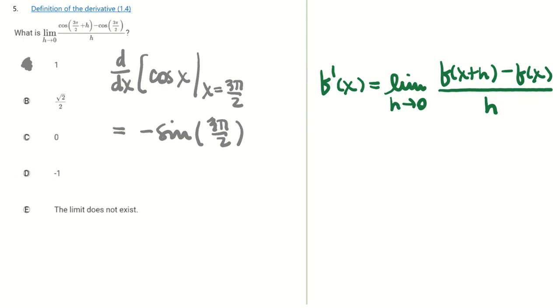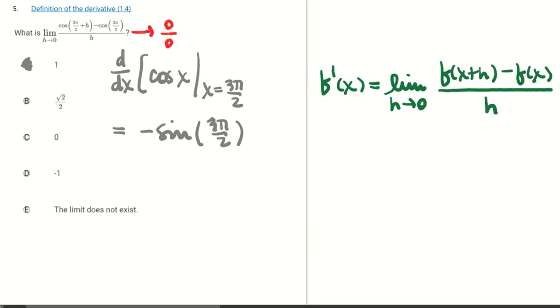Maybe you aren't recognizing that, or you don't just think, oh, hey, that's a disguised version of a derivative question, and you see a limit that's going to go 0 over 0, and you're thinking, I want to use L'Hopital's rule. Well, you see that this is going towards 0 divided by 0. If you just plug in h equals 0, I'm taking cosine of 3 pi over 2 minus cosine of 3 pi over 2, dividing by 0.